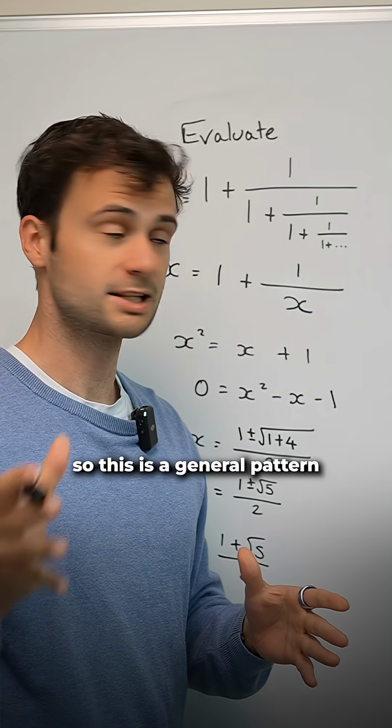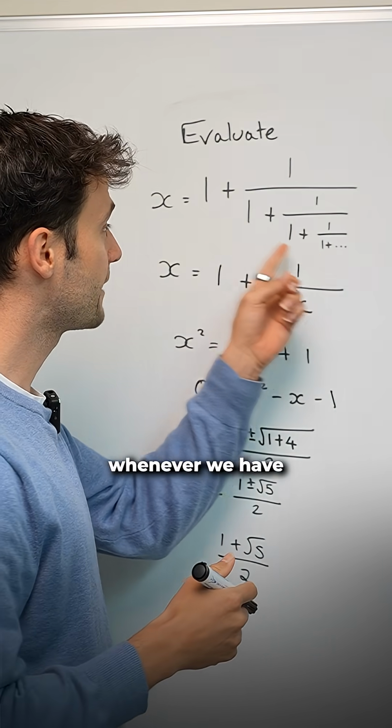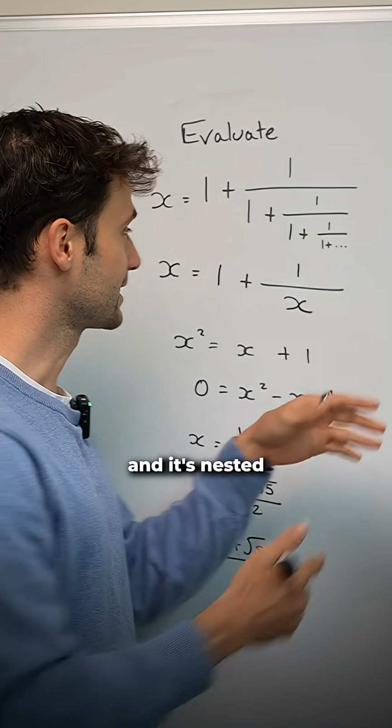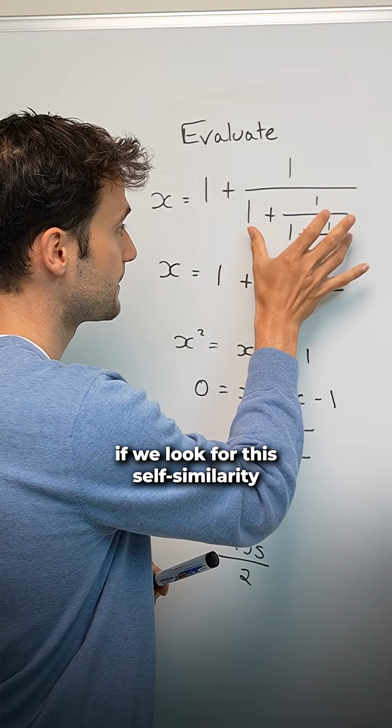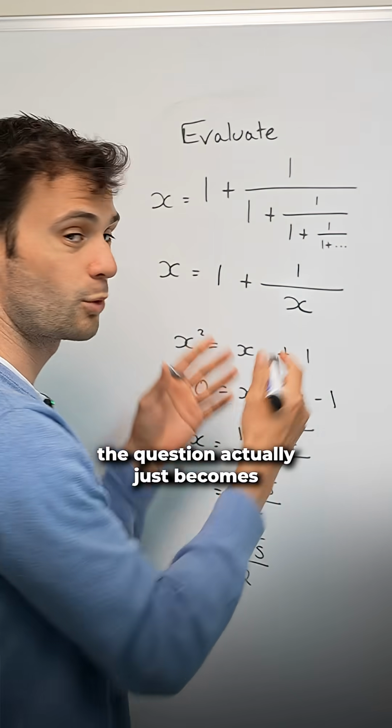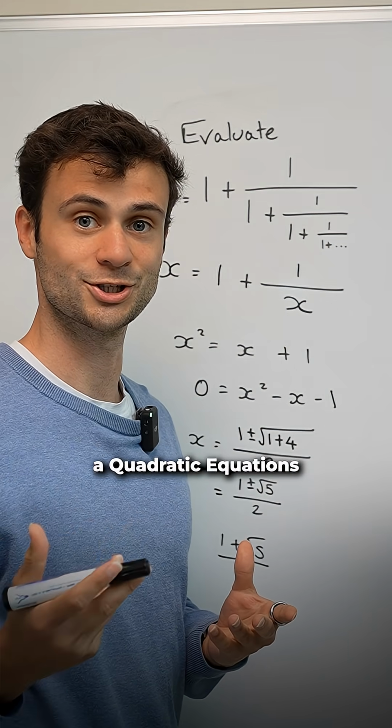So this is a general pattern that you can use to solve questions like this. Whenever we have an infinite sum and it's nested, whether it's fractions or surds or whatever it may be, we look for this self-similarity, then often the question actually just becomes a quadratic equations question.